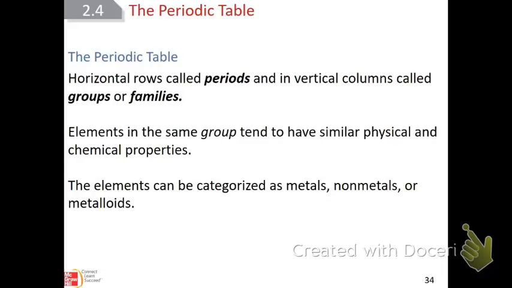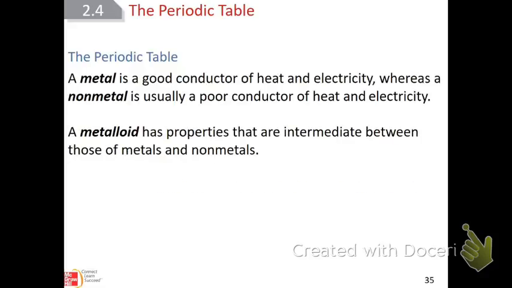I'm going to expect you to know, too, some of the characteristics of metals and nonmetals and metalloids. Metals, for example, are good conductors of both heat and electricity. They also tend to lose electrons when they become ions, which we're going to talk about.